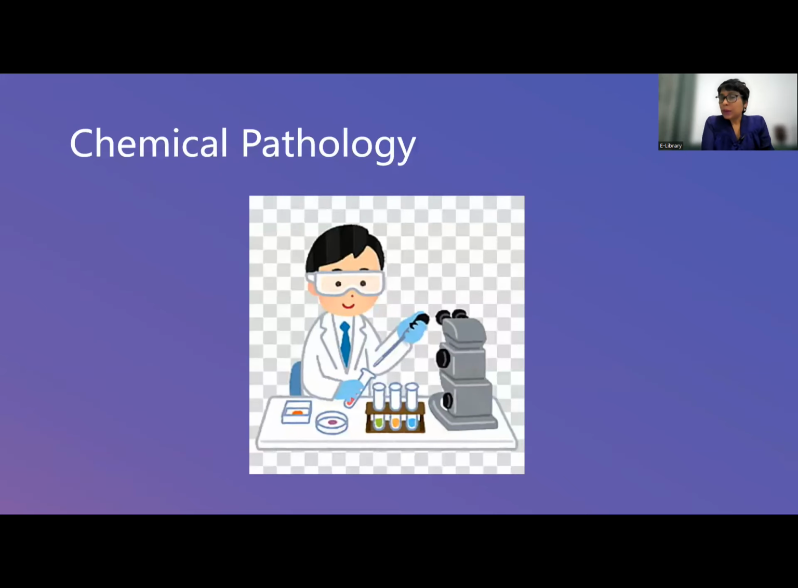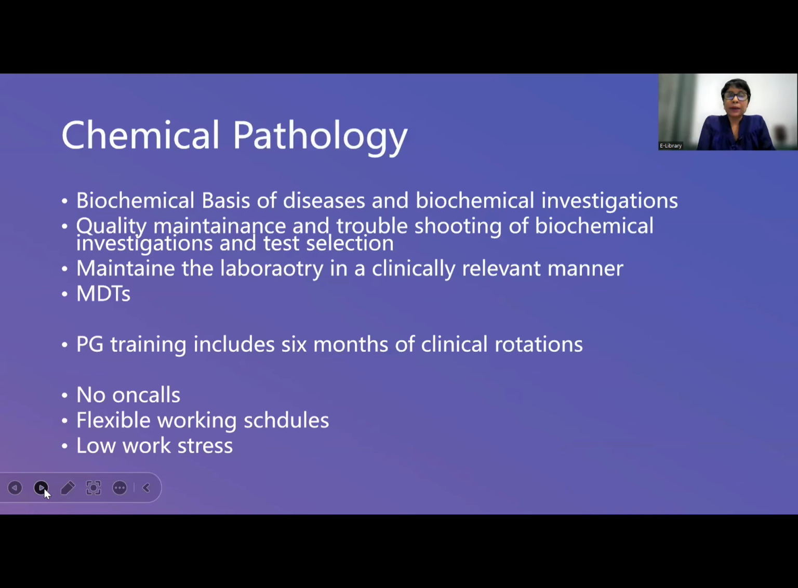Right. So now, chemical pathology. Chemical pathology is about the biochemical basis of diseases and also biochemical investigation. As a chemical pathologist, your main job is to maintain the biochemistry laboratory in a reliable manner. So you have to have the tests highly quality controlled.